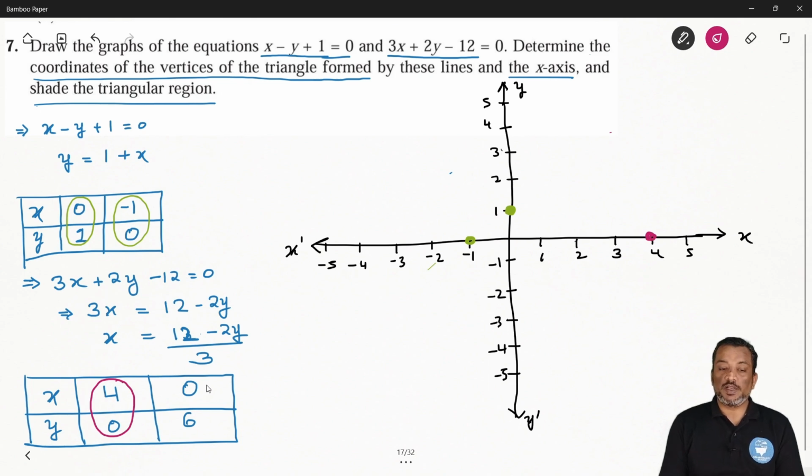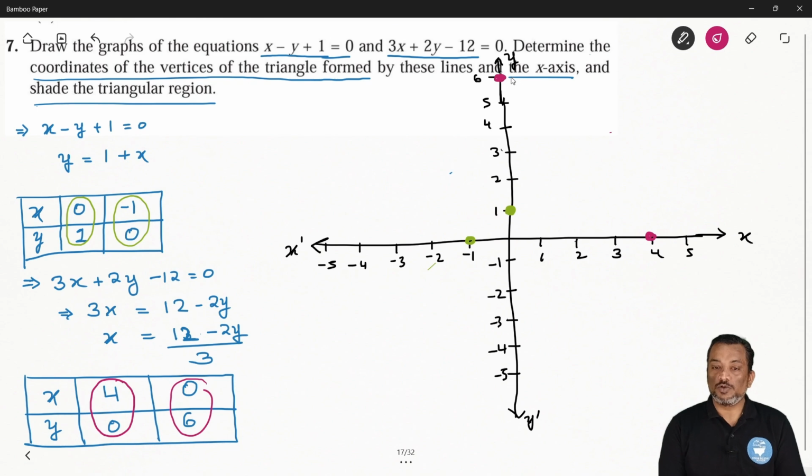Now the next one, x is 0, y is 6. So we have not marked 6 here. So I will fix a 6 here. So first, we will draw 6 here. Okay, so this one you got y. So here you will get, this is a point.